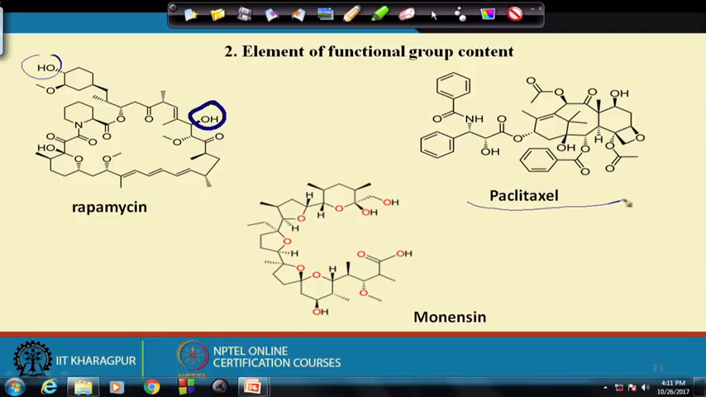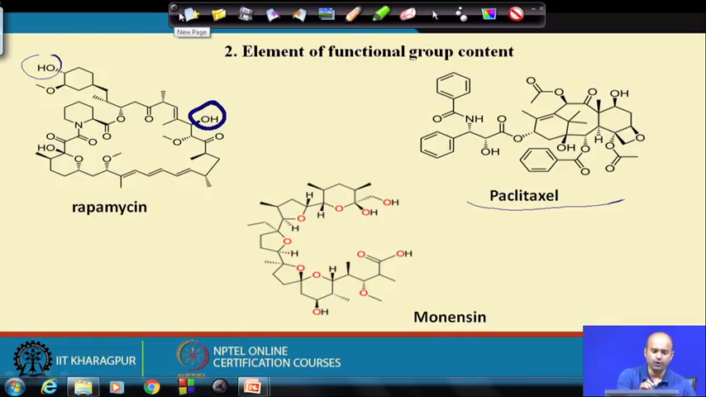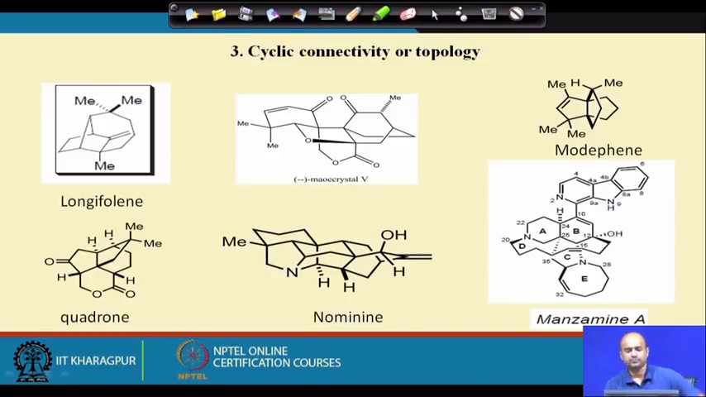Paclitaxel or Taxol, the very potent anti-tumor compound. If you see the structural complexity and functional group content, you see this molecule is richly functionalized, same like monensin. So, eventually you have to go for the functional group content of a given molecule.